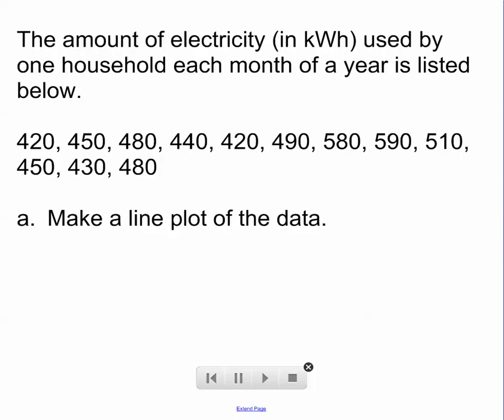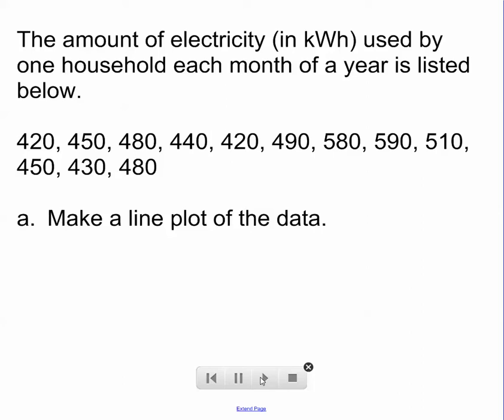All right, the amount of electricity in kilowatt hours, that's what kWh is, used by one household each month of a year is listed below. So we have 12 different data points here, one for each of the 12 months. And we're being asked to make a line plot of the data. Line plots are a great way to organize data.